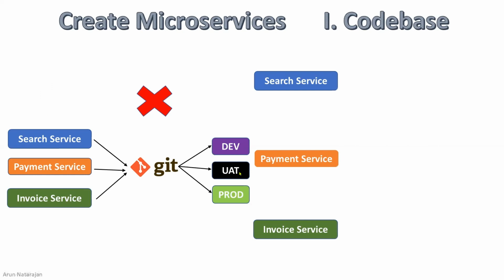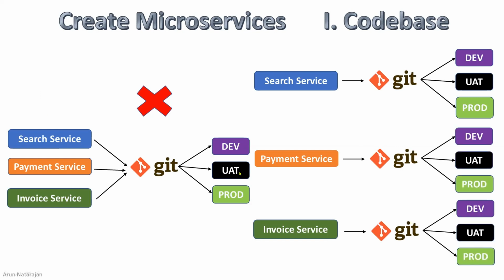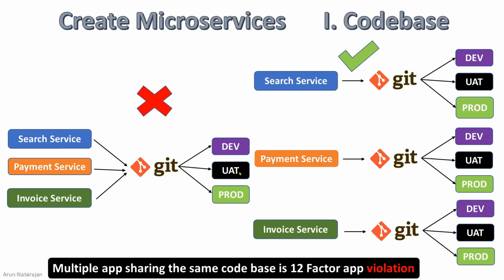What we are supposed to do is, for each and every service or product, maintain a separate repository, and that repository will be deployed in the respective environment. This is the method prescribed by the 12 factor methodology. Finally, it says multiple apps sharing the same code base is a 12 factor app violation. For each and every product or service, we should maintain a separate repository.